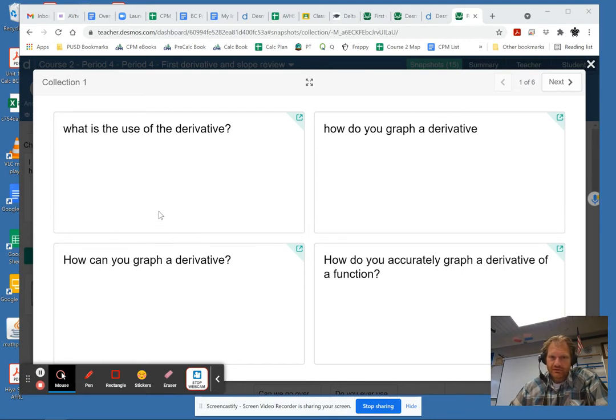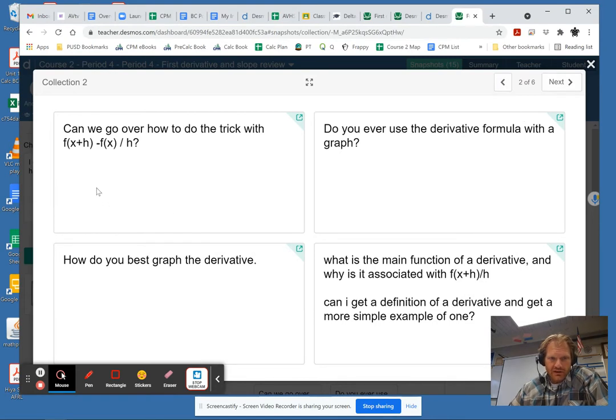What is the use of the derivative? How do you graph a derivative? How can you accurately graph a derivative of a function? Can we go over how to do the trick with f of x plus h minus f of x over h? That's called the difference quotient, and yes, we can.